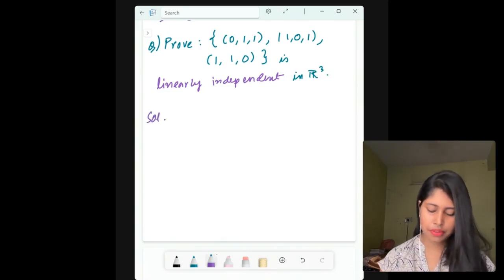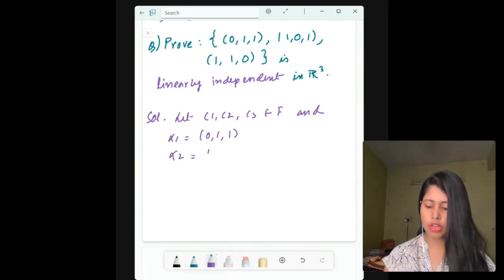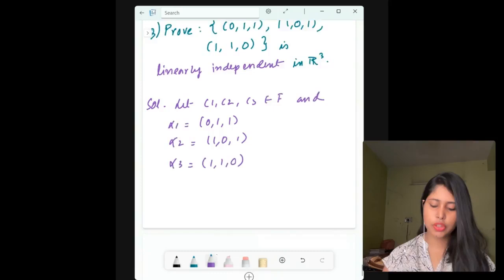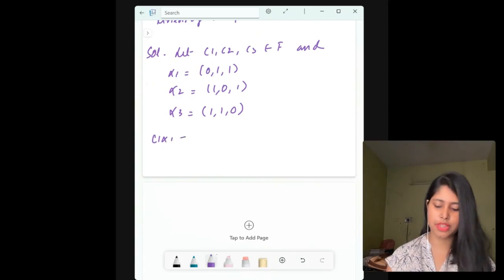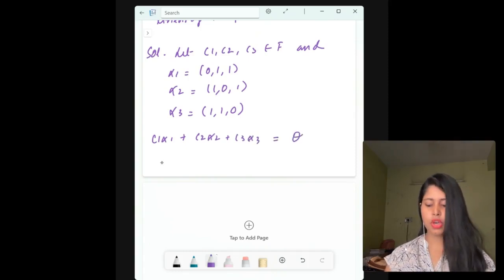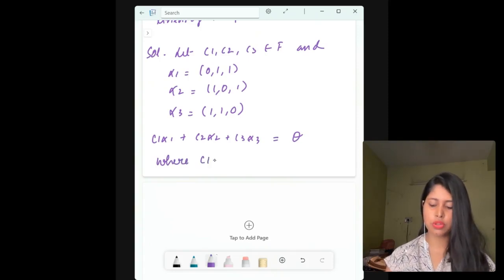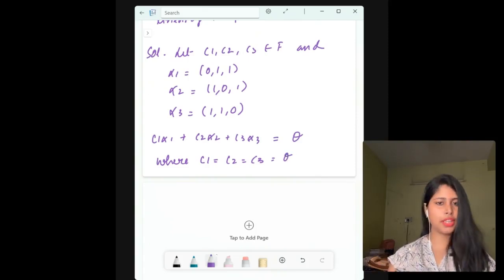The solution, first you need to write that select C1, C2 and C3 which belong to F, and you will define the vectors alpha 1 is 0 comma 1 comma 1, alpha 2 is 1 comma 0 comma 1, and alpha 3 is 1 comma 1 comma 0, right? And then you need to write that for this set of vectors to be linearly independent, it must satisfy the condition C1 alpha 1 plus C2 alpha 2 plus C3 alpha 3 is equal to theta, where the only solution possible will be c1 is equal to c2 is equal to c3, which is equal to theta or 0, whatever you write, because theta here is a 0 vector, right?